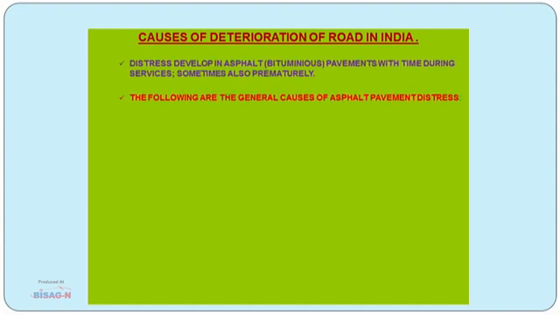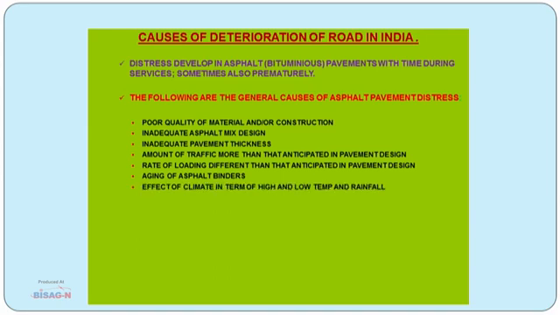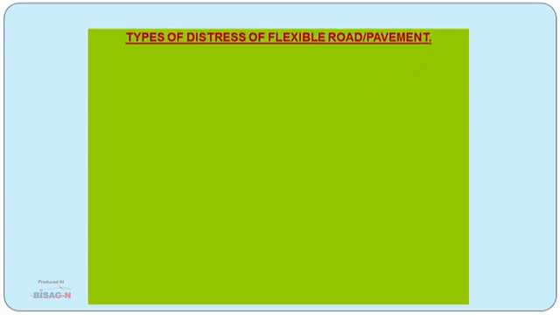Here we will talk only about the distresses in flexible pavement, that is, the bituminous road. Distresses develop in asphalt bituminous pavement with time during service, sometimes prematurely. The general causes of asphalt pavement distress are: poor quality of material and construction, inadequate asphalt mix design, inadequate pavement thickness, amount of traffic more than anticipated in the pavement design, rate of loading different than anticipated in the pavement design, aging of the asphalt binder, effect of climate in terms of high and low temperature and rainfall, lack of preventive maintenance, improper or no provision of drainage, and lastly, low bearing capacity of substrata.